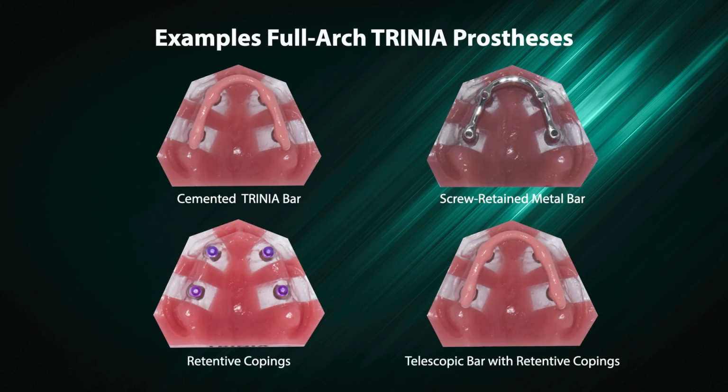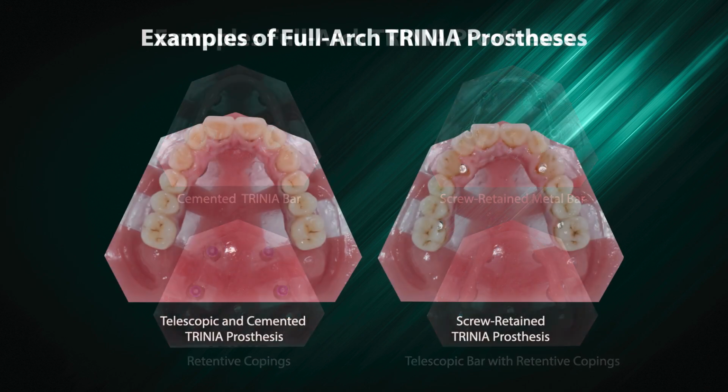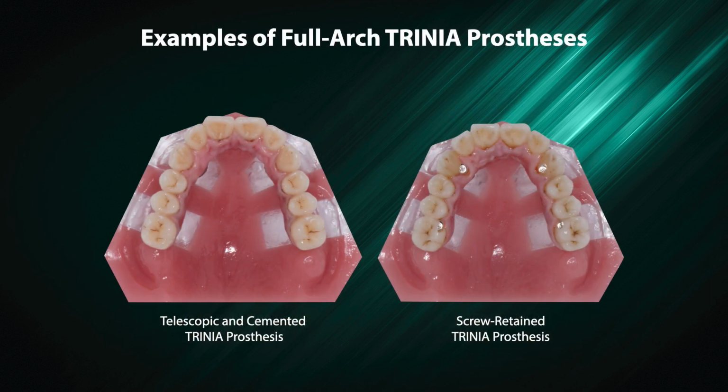Examples of full arch TRINIA prosthesis include a cemented TRINIA bar, a screw retained metal bar, retentive copings, a telescopic bar with retentive copings. Telescopic and cemented TRINIA prosthesis, as well as screw-retained TRINIA prosthesis.